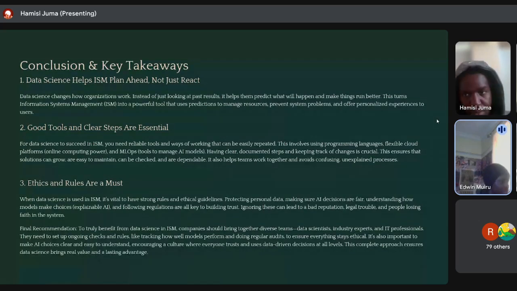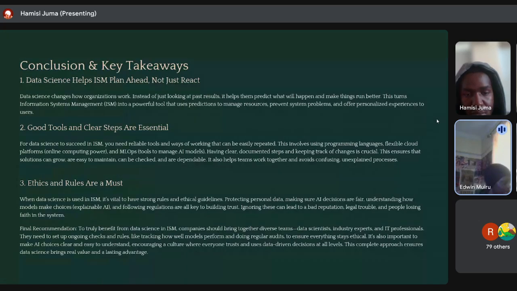And third is ethics and rules, the ethical considerations. When data science is used in information systems management, it's vital to have strong rules and ethical guidelines. Protecting personal data, making sure AI decisions are fair, understanding how models make decisions, and following regulations are all key to building trust.